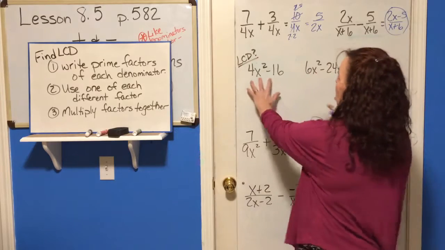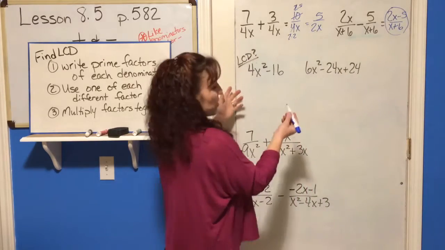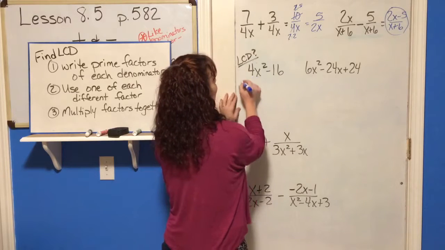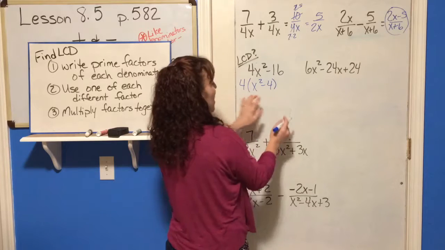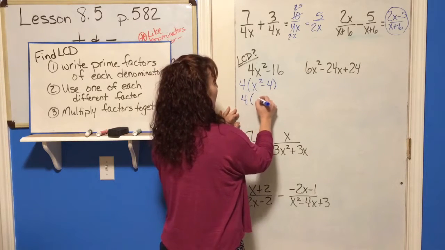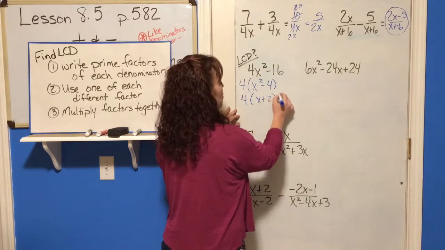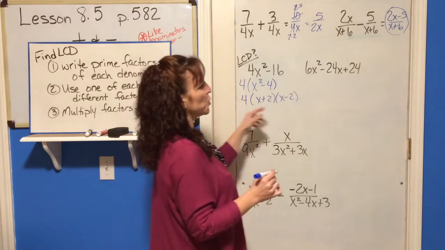So here we go. Here's our two denominators we're talking about. So step one is to factor them. So 4 will come out of each of these. So x squared minus 4. And then this will actually factor smaller. So x squared minus 4 is x plus 2 and x minus 2. And don't forget that the 4 is 2 times 2.